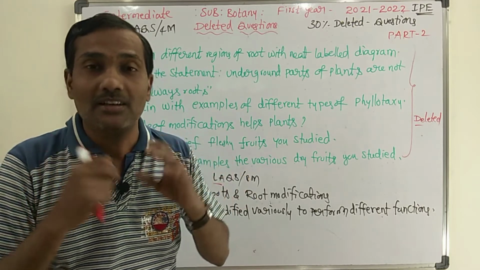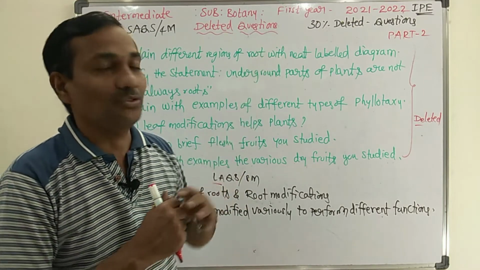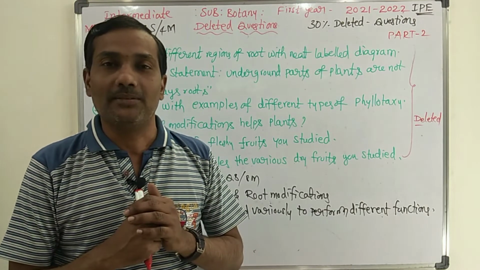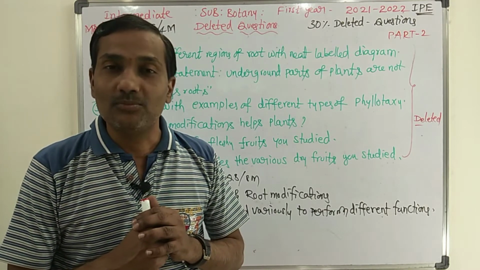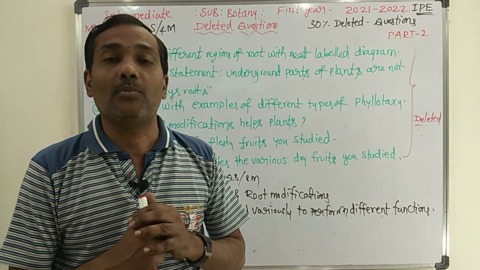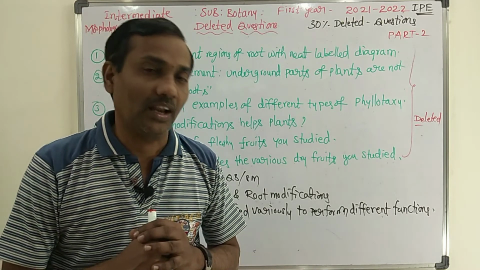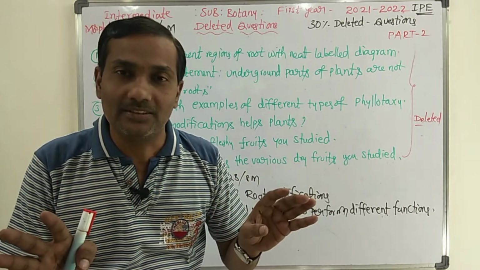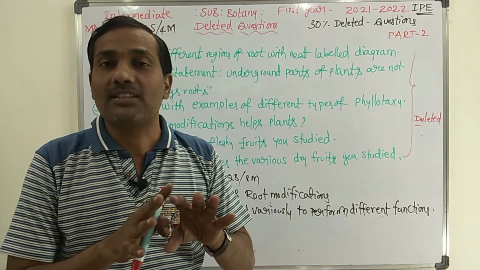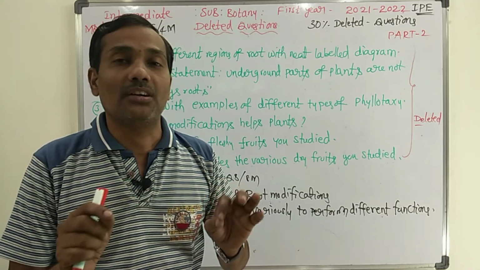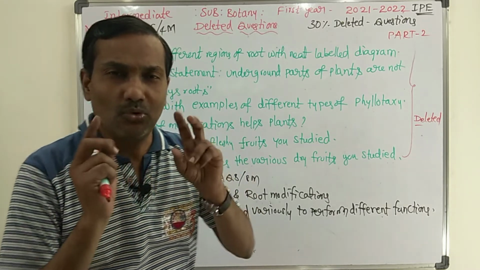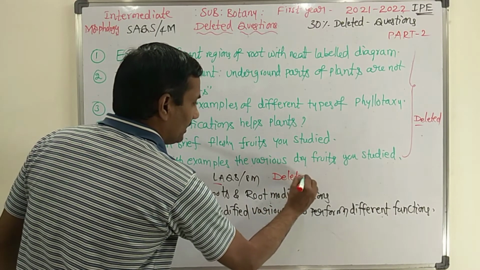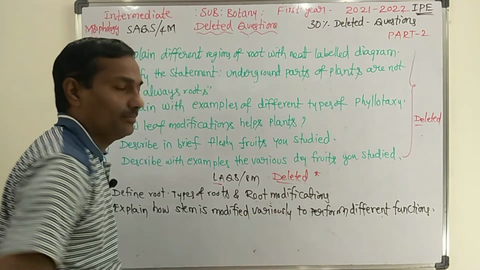You cannot expect them in the final IP exam, especially in the 2021-22 academic year. Only one question is there, that is racemose inflorescence. Describe the various different types of racemose inflorescence. That is very important. That is not deleted. The racemose inflorescence question is there. That is not deleted for this IP exam. Only these two questions are deleted for the IP exam.